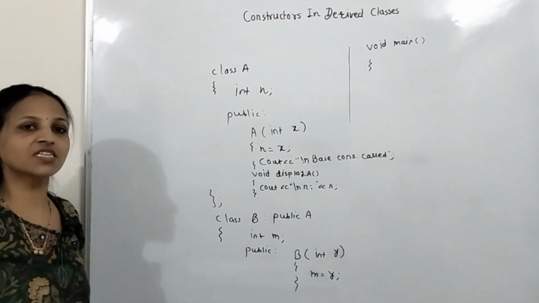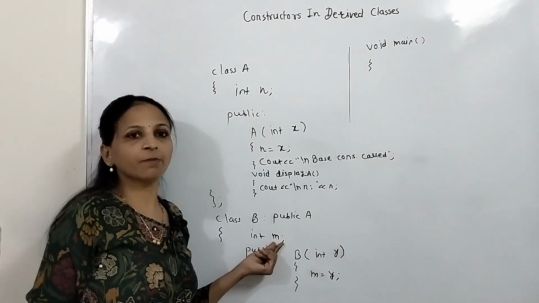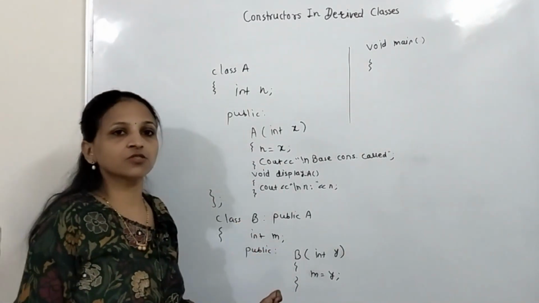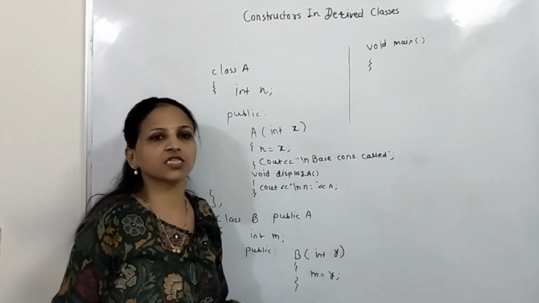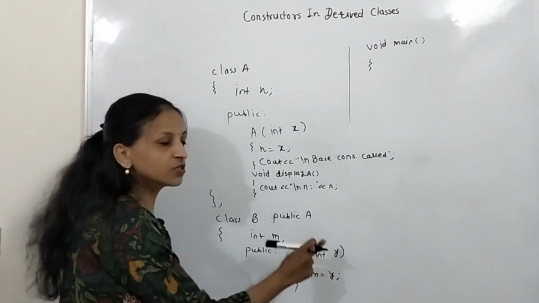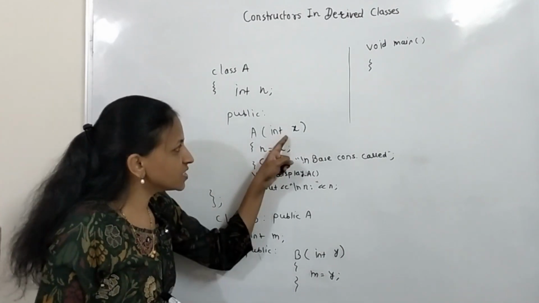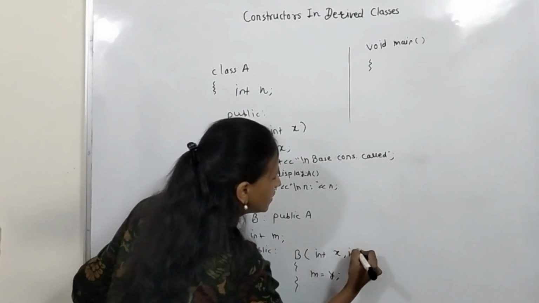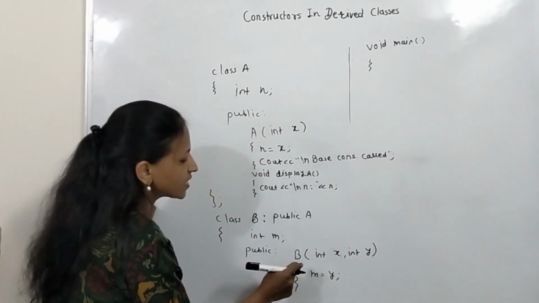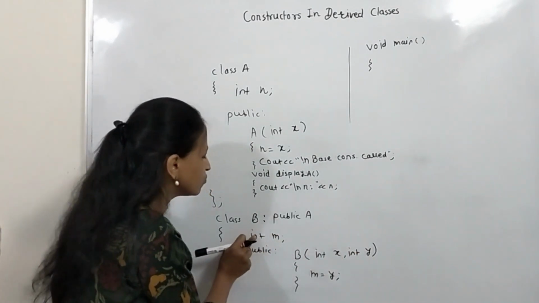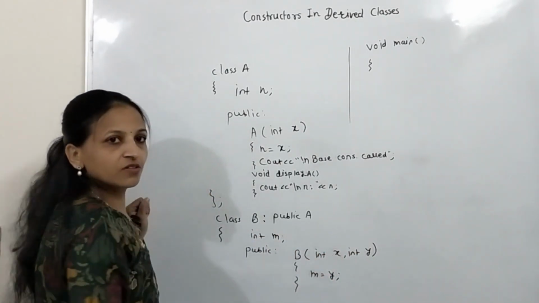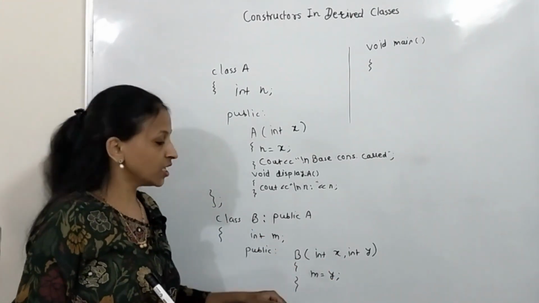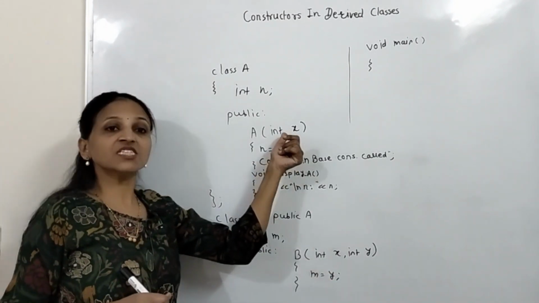Here we are just initializing its own data member, but actually we have to call the base constructor also through this parameterized constructor. How to do that? Instead of passing only a single argument, pass this argument also: int x, int y. Here we have assigned the second argument to m, and the first integer that we pass while creating the B class object, we have to pass to the base constructor.